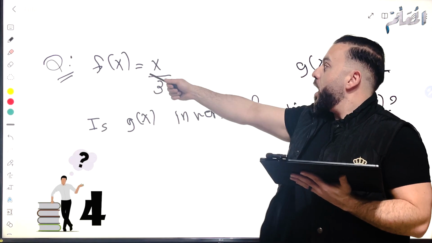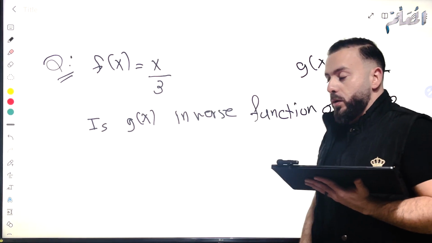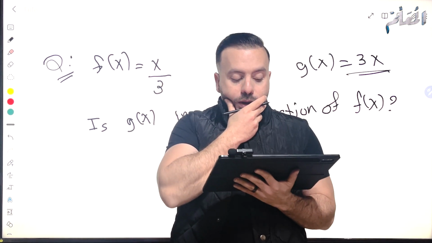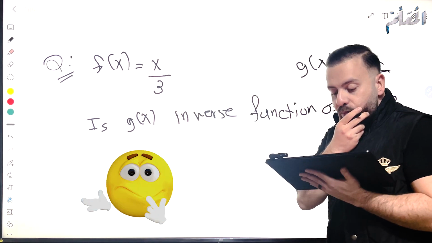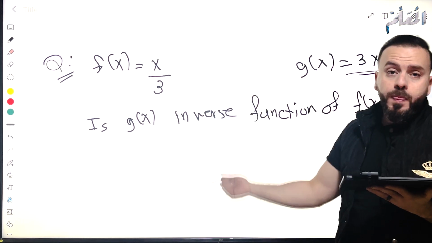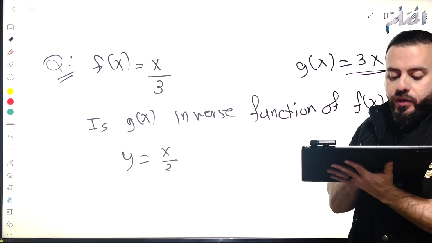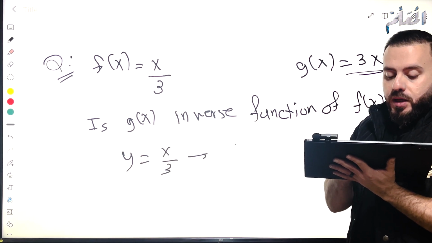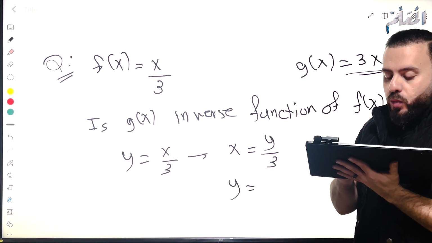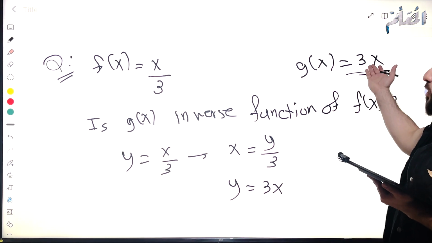Question 4. F of x equals x over 3. G of x is equal to 3x. If I want to solve, is g of x the inverse function of f of x? Let's check. I need to get the inverse of f of x. So y equals x over 3. Replace the letters, that becomes x equals y over 3. Then make y the subject. Y equals 3x. But this is g of x.